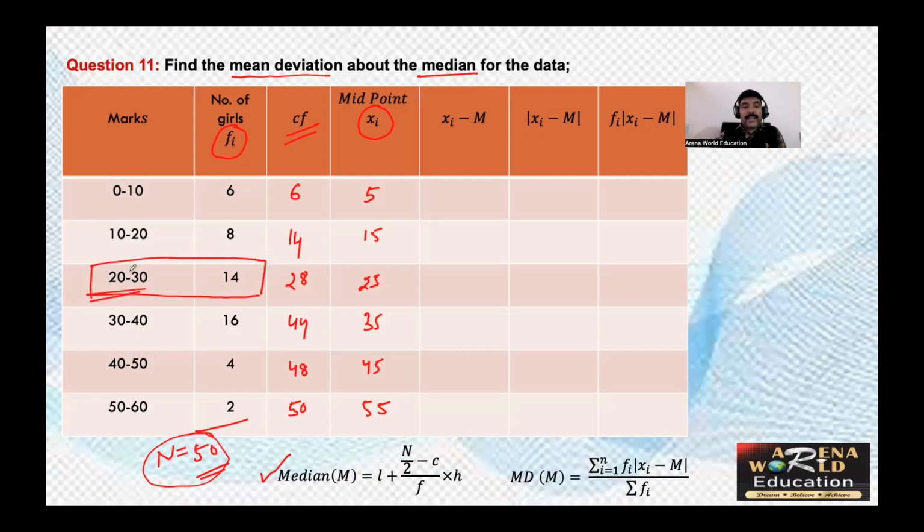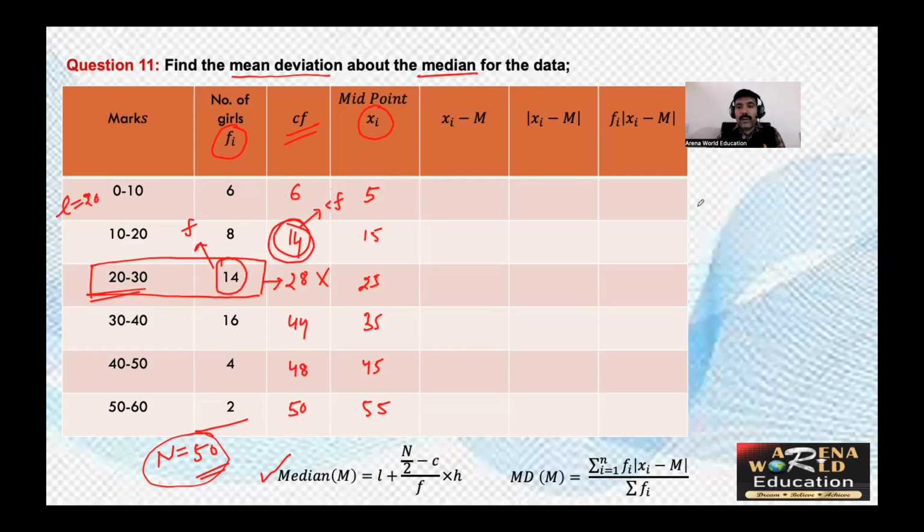And accordingly, what is L? L will be 20, right? What is N? We have already calculated 50. What is CF? CF, always remember, we will not consider the corresponding one. This will be neglected. We will go with 14, the one above this, right? So now look at CF and F. This will be your F, and this will be your CF, cumulative frequency. L is 20.